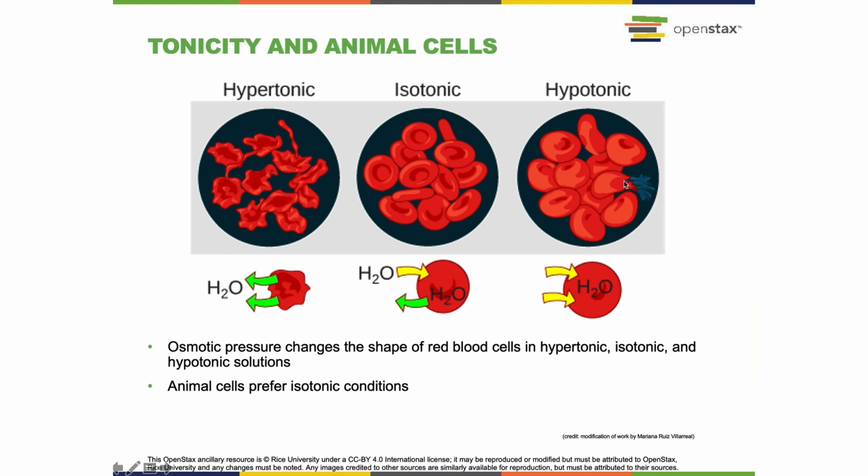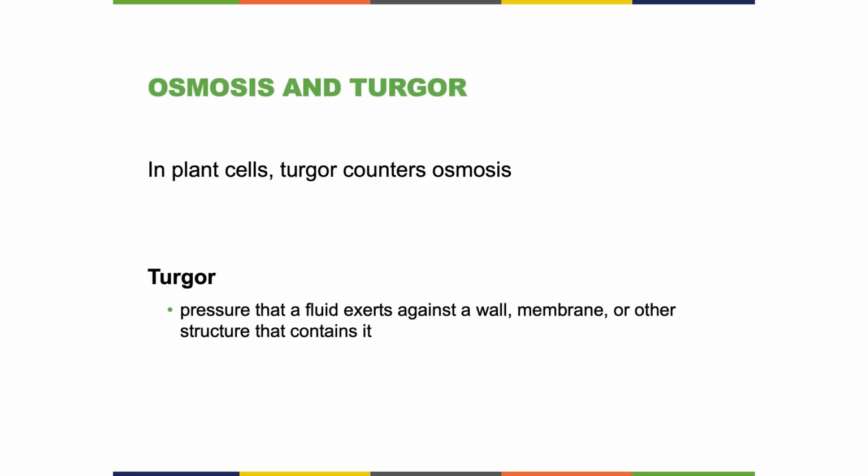You can see this one is burst, okay? And that can be damaging. Animal cells prefer isotonic conditions. Okay, plant cells, they want to increase their internal pressure, what we call turgor pressure. And this is the pressure that their cytoplasm is going to exert against their cell wall, their membrane, or anything else that's holding it inside.